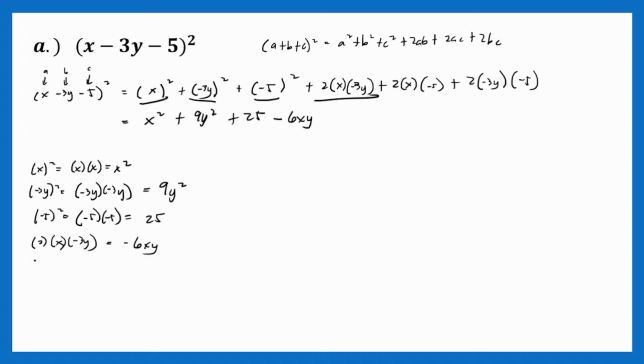Next, ito naman. So, 2 times x times negative 5. Ito yun. Separate lang natin. 2 times negative 5, that's negative 10 times x. Kaya negative kasi opposite yung naka-times. Yung x walang kinalaman, so kopya lang. That's negative 10x. Next, ito naman, yung huli.